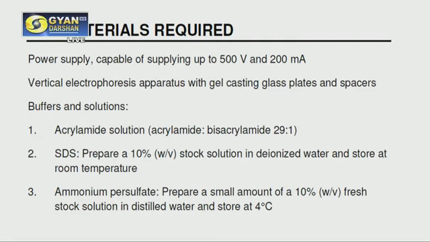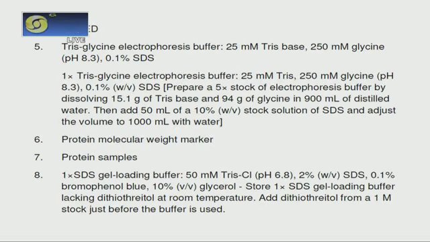So what are the materials required? The power supply, vertical electrophoresis system, gel casting plates and spacers, buffers as I've already mentioned, acrylamide, SDS, ammonium persulfate, TEMED, tris-glycine electrophoresis buffer, protein molecular weight marker, protein samples, and the gel loading buffer. Because you need to mix the protein with the gel loading buffer which has SDS, because you need the denaturation, and it also has the stain, that is the bromophenol blue.